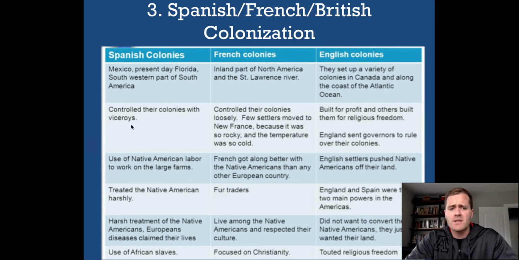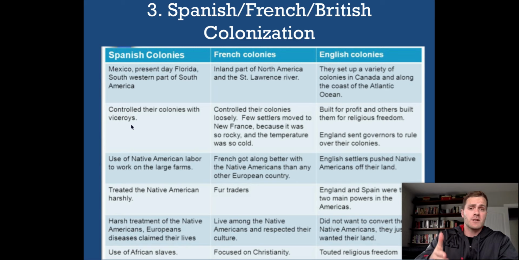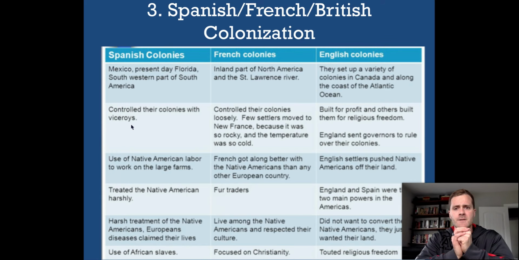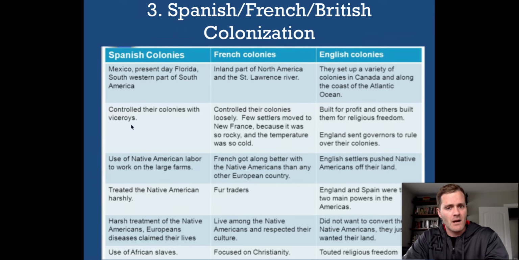Unlike the Spanish, we don't see a huge attempt to Christianize or convert Native Americans. Instead, the British settlers to the Americas just want that land and want the Native Americans out of their way. So because of this, because of numbers, it's England and Spain that are the two major powers in the Americas, because they have the most people that settle, because they have the largest geographic influence, and because of this, then economic influence that comes with it.